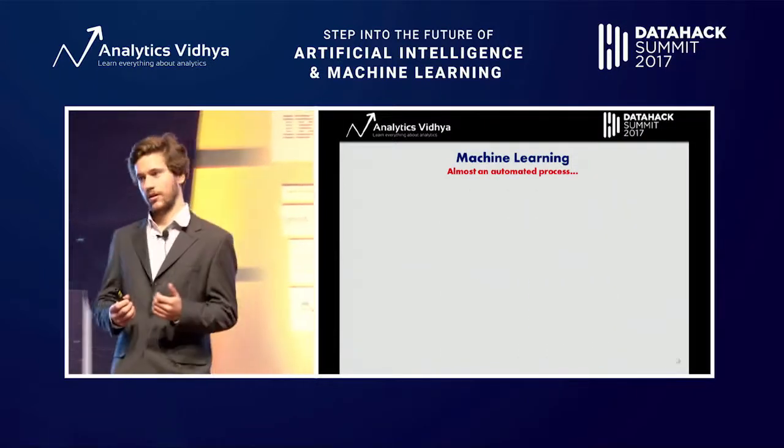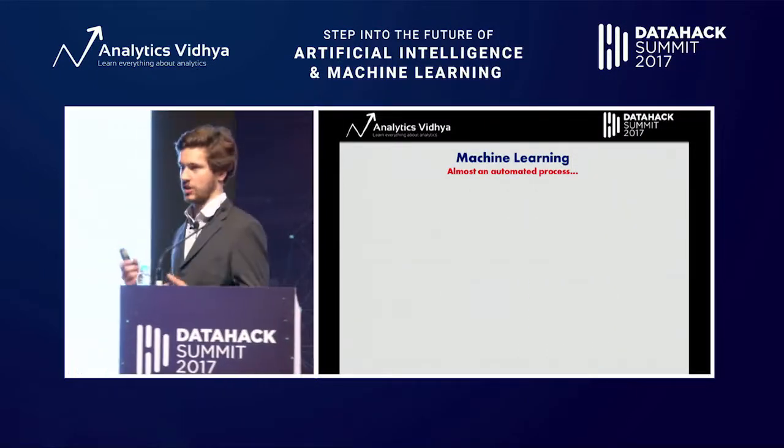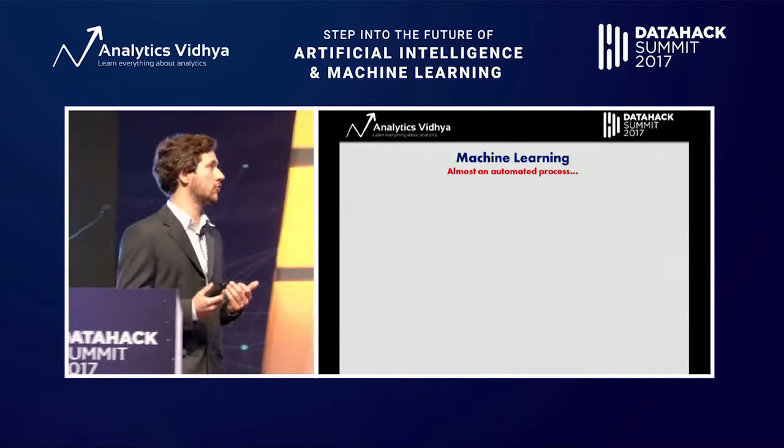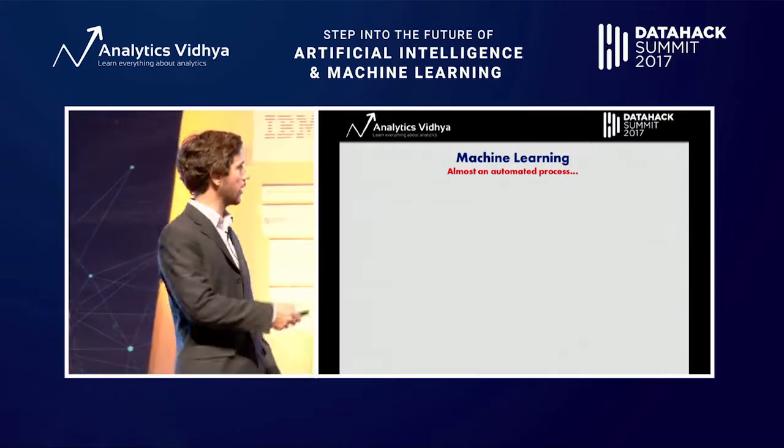Okay, so maybe you all know what machine learning is. Machine learning is the term to say that we've got automated predictive models, okay, with parameters. So maybe one question you would ask is, how can we automate automated predictive models? Indeed, machine learning is almost an automated process. We're going to see why.